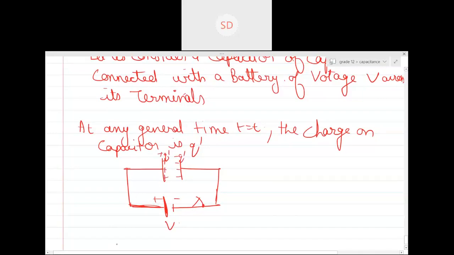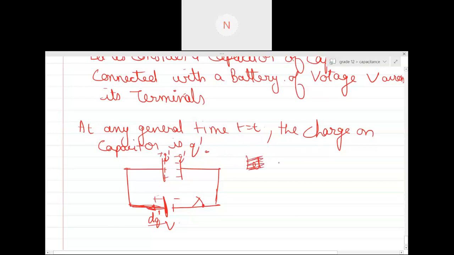Now I want the battery to send another small charge dq dash, so that this small charge will be stored on this capacitor, right? So I want the battery to send a small charge dq dash so that the charge on it will increase to Q dash plus dq dash, right? For that the battery needs to do certain work.